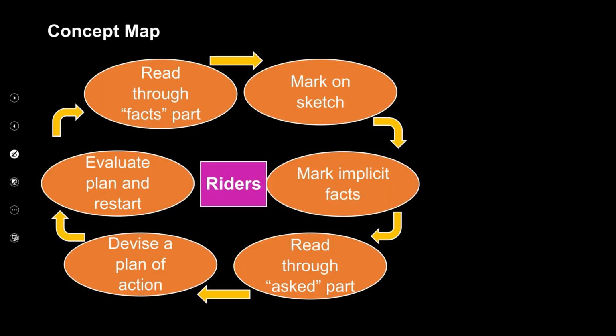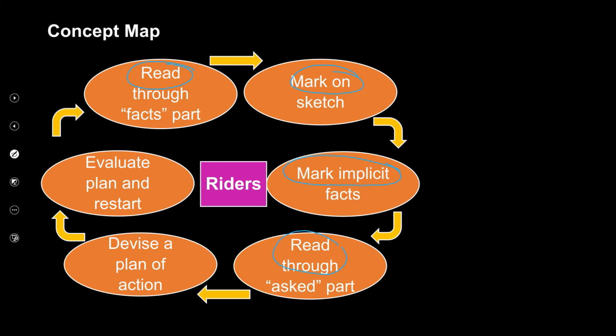So remember, when you talk about riders, there are a few things you need to go through properly. Firstly, read through the facts part. This will be the statement that I give you, for example, in the diagram below, ABC is a triangle with... Then, because of those facts I would have added, you need to mark them on the sketch to see them visually. And then you also mark your implicit facts. These are things that are not really told, but you can apply them based on what is told to you. Then you read through the asked part.